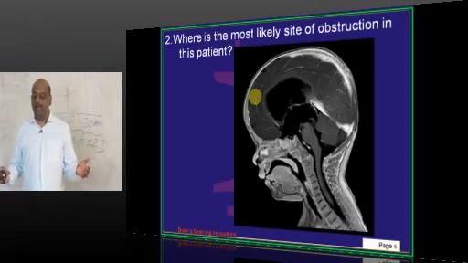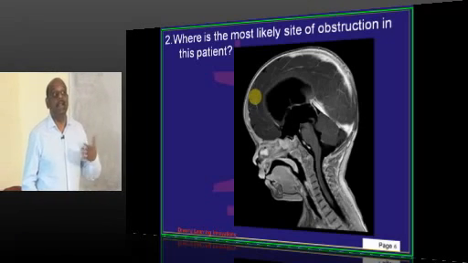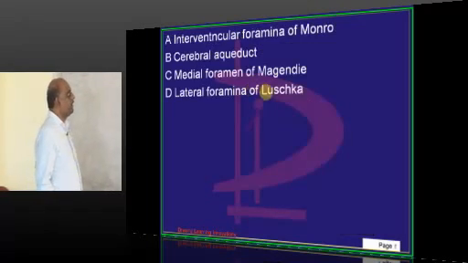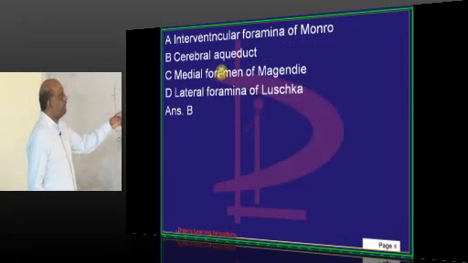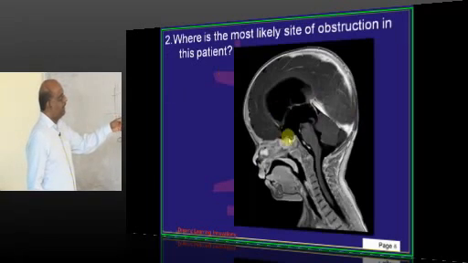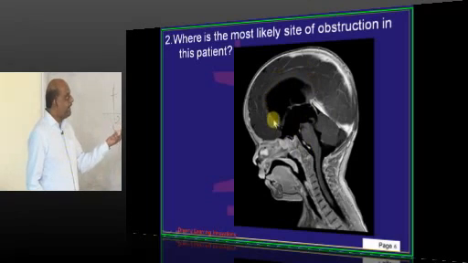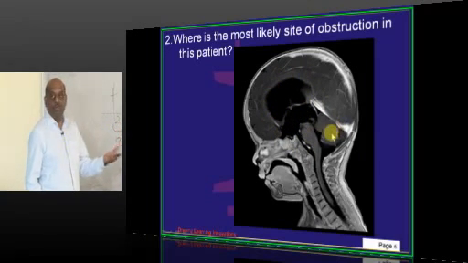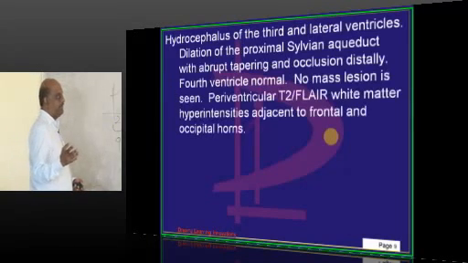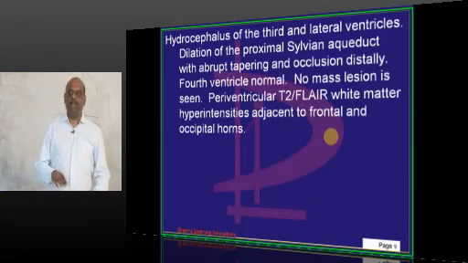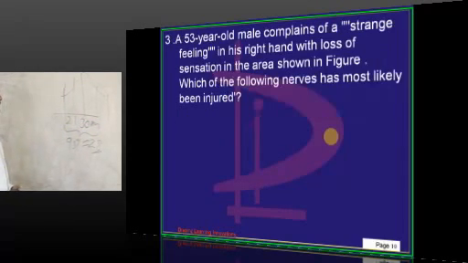Here you are seeing a hydrocephalus. Where is the obstruction in this hydrocephalus is a very important question. It is the cerebral aqueduct where you are able to see the obstruction. An obstruction at the cerebral aqueduct will make both lateral ventricles and the third ventricle enlarge. Accordingly, hydrocephalus is divided into communicating hydrocephalus and non-communicating hydrocephalus.